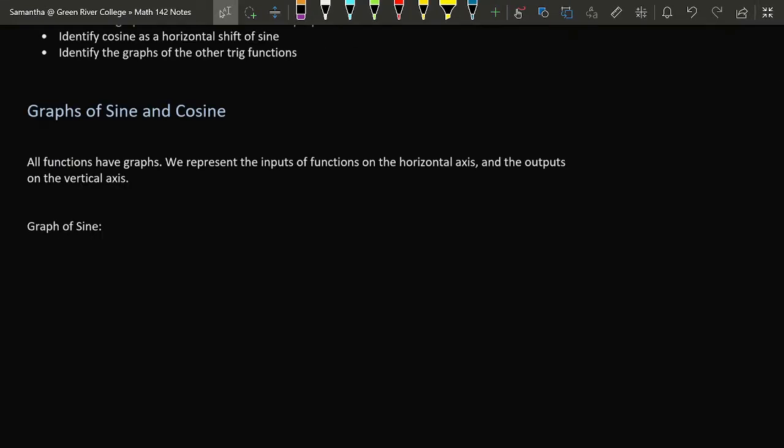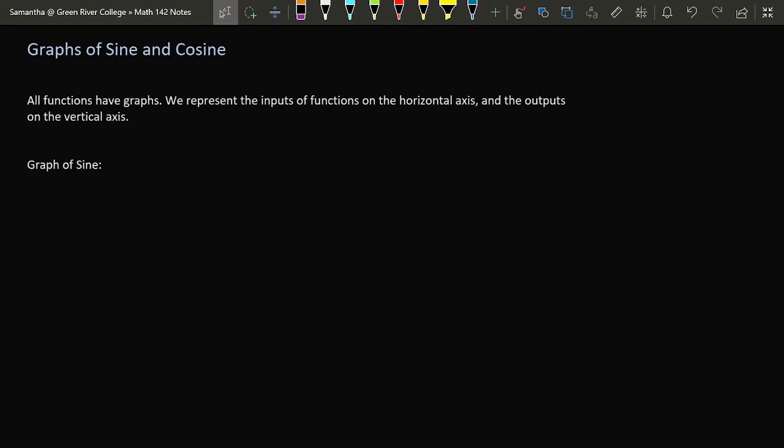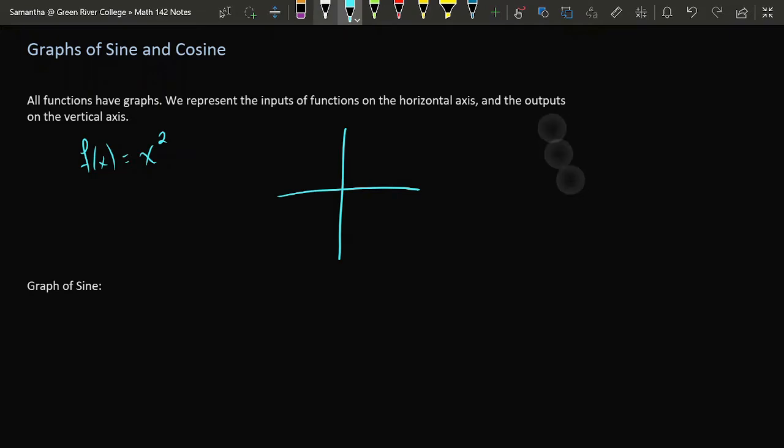Okay, graphs of functions. A graph of a function is just a visual display of the relationship between the inputs and the outputs of a function. So for example, if you had the function f of x equals x squared, then the graph of this function would be drawn on the xy plane. Horizontally is where we would represent all the inputs of this function, all the x values. And vertically is where we would represent all the output values of the function, all the y values, one might say.